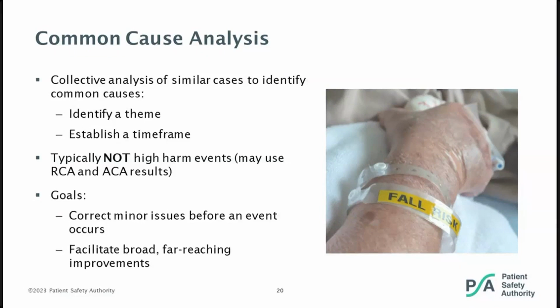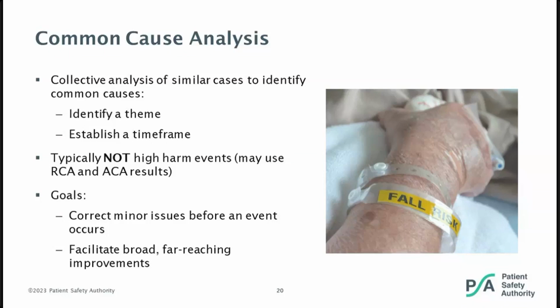We've gone over the ACA and the RCA, so let's delve into a third analysis. This is called the common cause analysis. The common cause analysis is really a process used to identify underlying causes of errors and contributing factors related to the event and to design an action plan to prevent the recurrence of this event. We're basically identifying a theme and we're establishing a timeline to be able to do this.